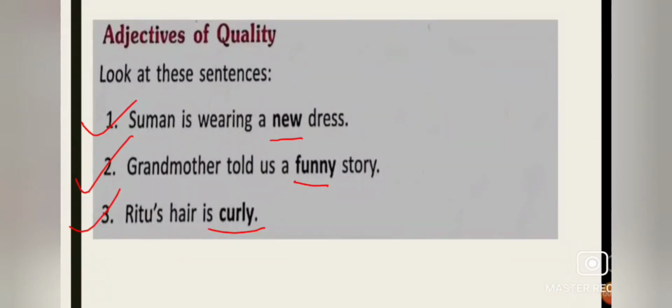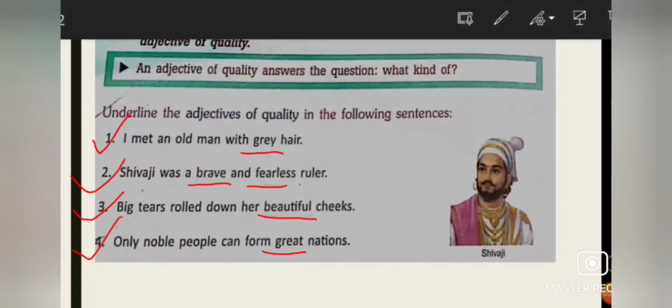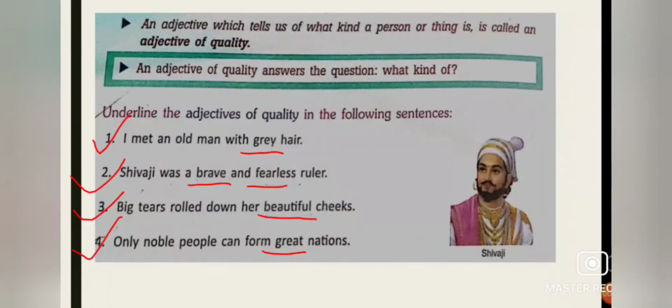So, hope it's a bit easier for you all to identify it. So, we'll go for its definition. An adjective which tells us of what kind a person or thing is called an adjective of quality. An adjective of quality answers the question what kind of.